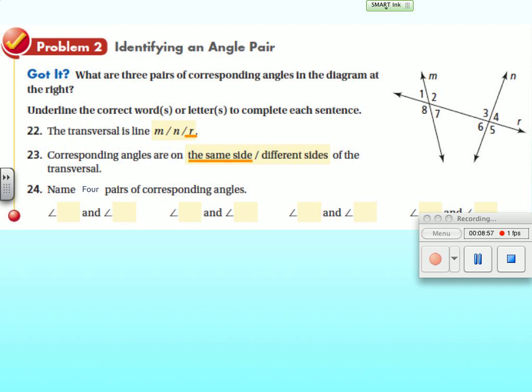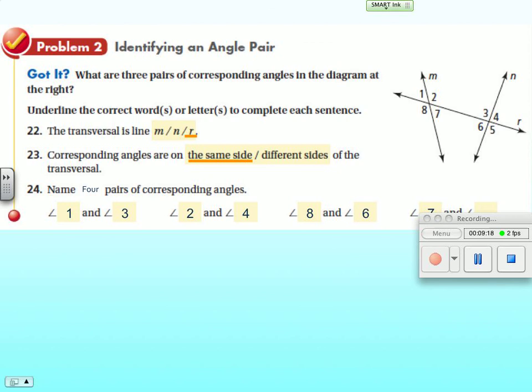Angle 1 corresponds with angle 3. Angle 2 corresponds with angle 4. Angle 8 corresponds with angle 6. And angle 7 corresponds with angle 5. So those are the angle pairs that we have from the transversal cutting the 2 lines M and N.